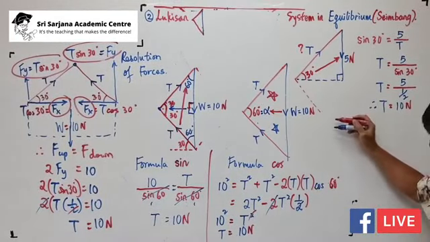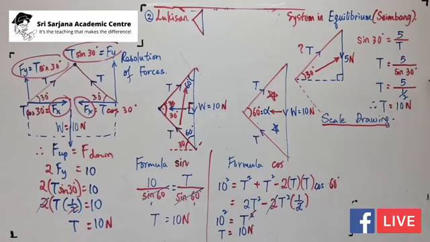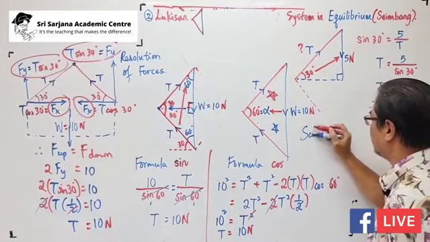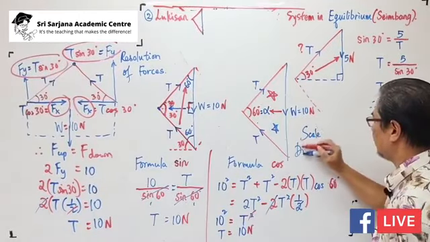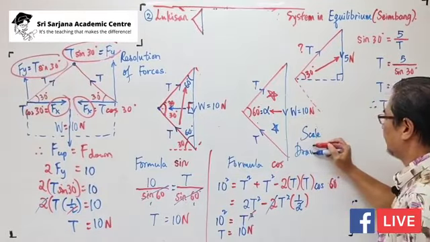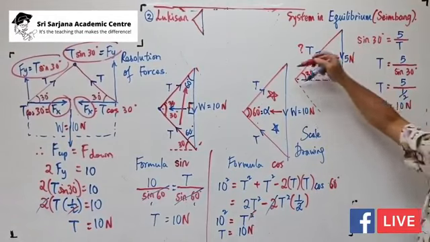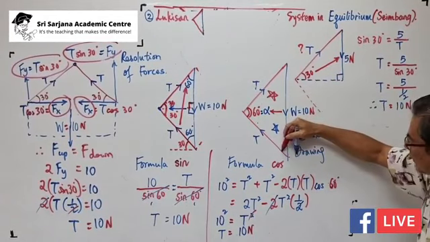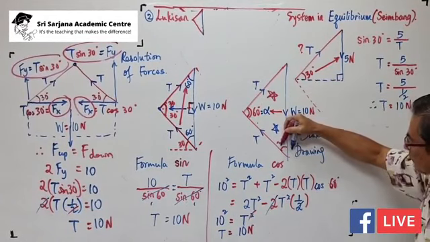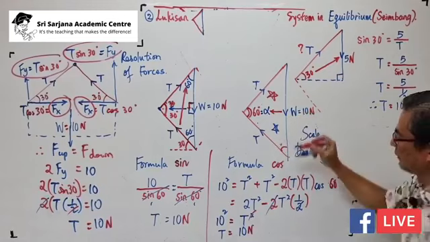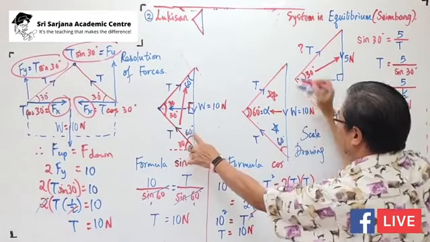So what do I do? Scale drawing meaning what? You draw according to scale. I think this small space is enough for me to draw. I will write the word scale drawing here, a little bit smaller. So what I do is very simple. I know this angle is 60, betul? And I know this is 10 Newton, and I know this is a 30 degree. This is a 60 degree. Do you notice that? 60 degree and a 60 degree.